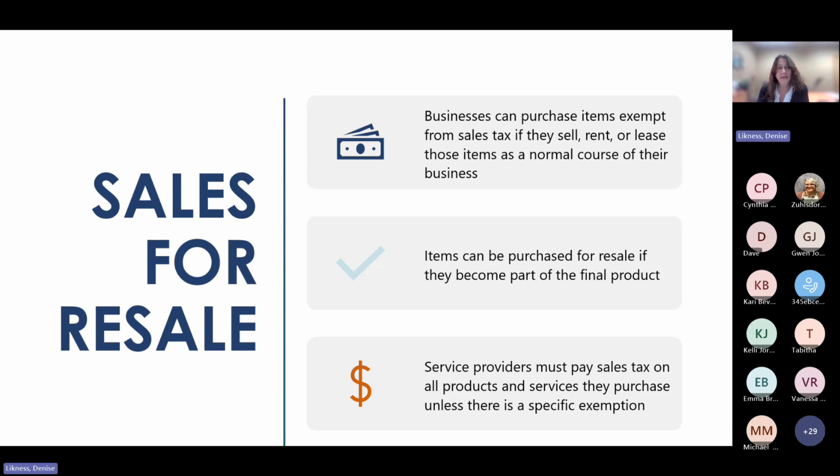Just to go into a little bit, sales for resale, it's pretty simple. Businesses can purchase items exempt from sales tax if they're turning around and selling, renting or leasing those items and charging tax at that point as a normal course of their business. Items can be purchased for resale if they become part of a product, of manufacturing, for example, purchasing material that goes into a product that they're going to sell. Service providers must pay sales tax on all products and services they purchase unless there's a specific exemption.